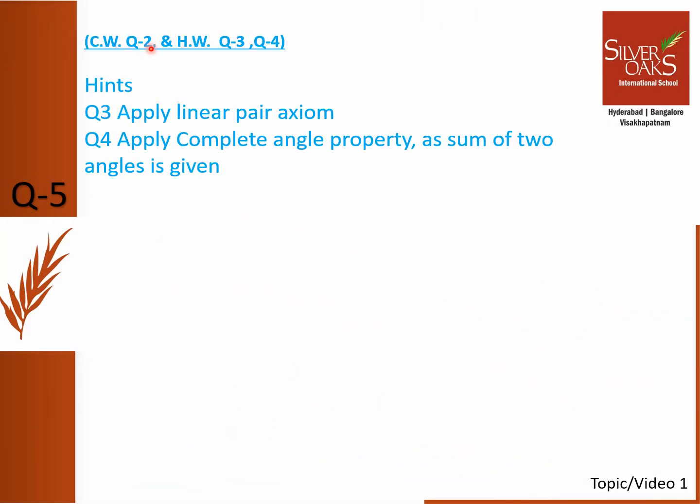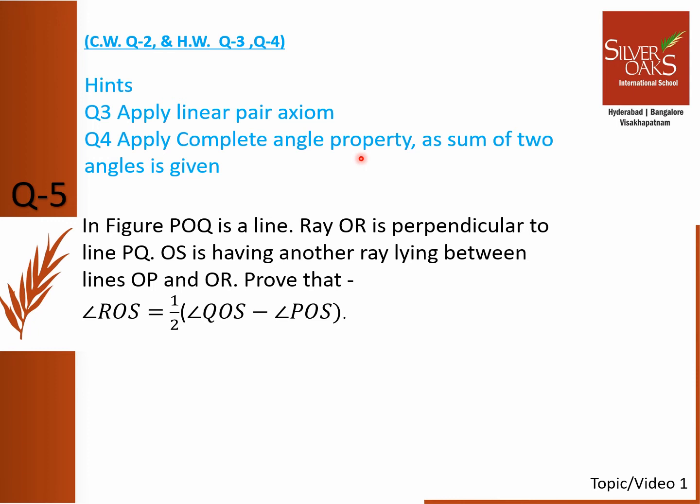You can do question number 2 in the class, and 3 and 4 you can do at home. I have given you the hint. For question number 3, you can apply the linear pair axiom, and for question number 4, you can apply the complete angle property because the sum of two angles is given over there. Let's start with question number 5.